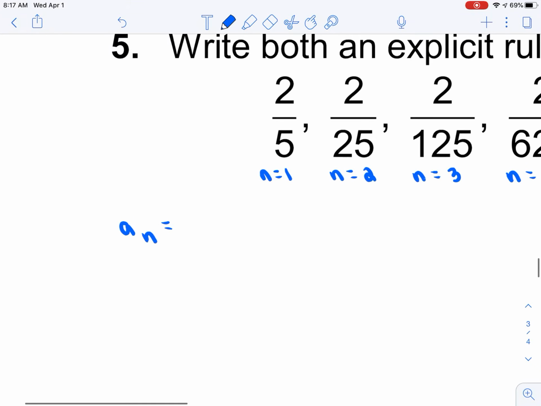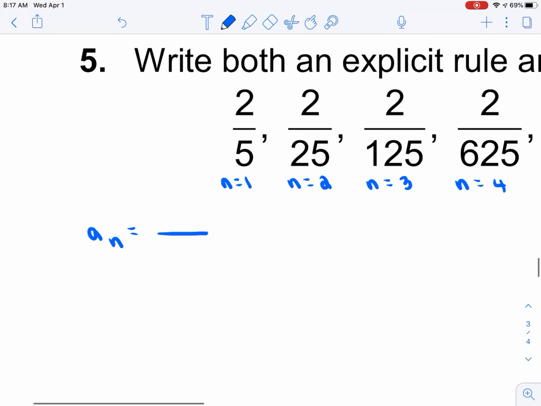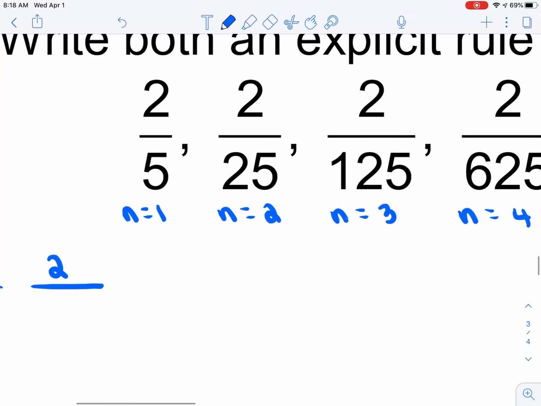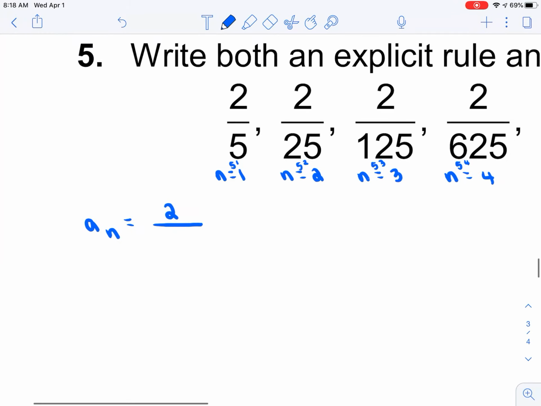So when I do the explicit rules, I always think about what I am doing to n to get to that term. And notice in all of these n values, the numerator is never affected by n. The numerator is always 2. The denominator, however, is changing. You need to connect the n value to that specific denominator. Notice that in the first term, I have 5 to the first power, 5 to the second power, 5 to the third power, 5 to the fourth power. So in other words, the n value is the power for this base of 5.